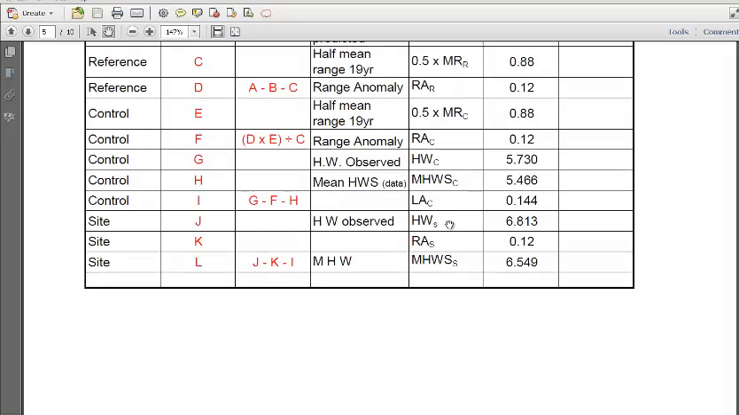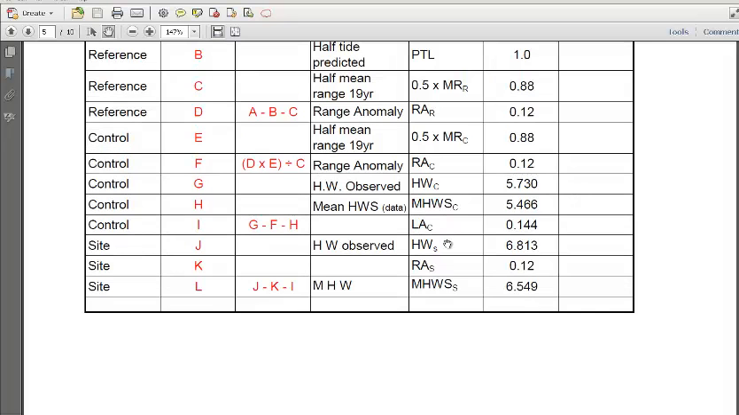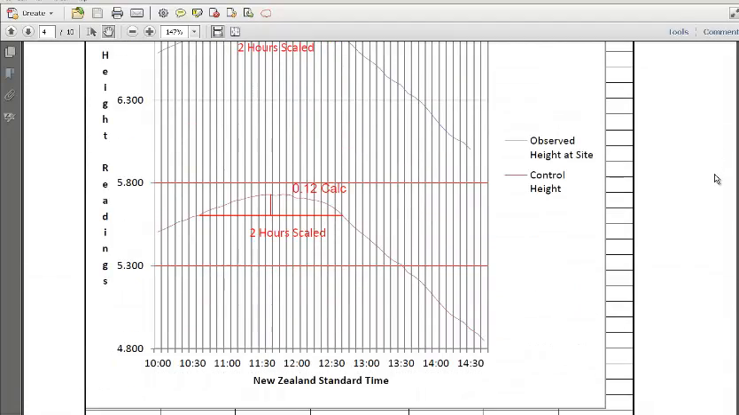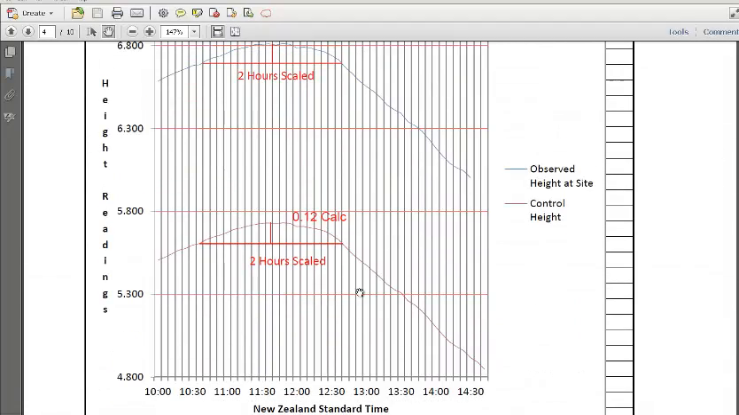High water observed at the site is 6.813, and we need to look at the range anomaly at the site. To determine the range anomaly at the site, we must refer to the graph above. First of all, we take the range anomaly that we have calculated at the control station, which is the 0.12 we've calculated, drop down from the highest point, draw a horizontal line to see where it contacts the graph, and scale it off, in this case 2 hours.